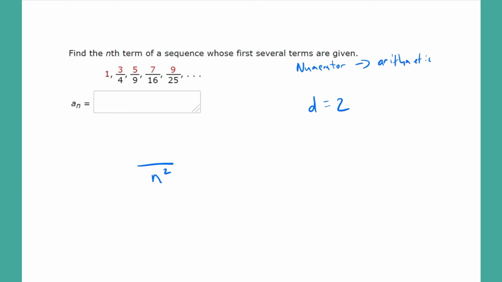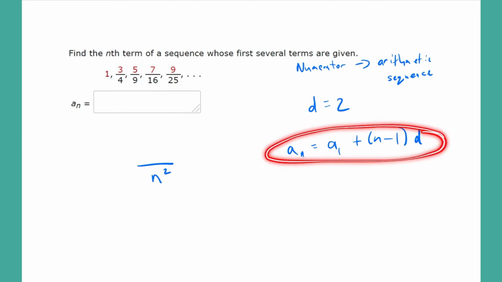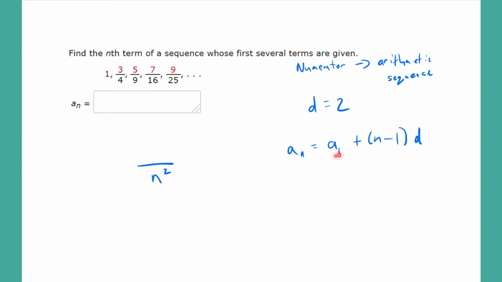Arithmetic sequence. So we're just focusing on the numerator now, since we already know what the denominator looks like, it's just n squared. For the numerator, we're going to use the same formula as in the previous problem, because once you've established it's arithmetic, which means it has a common difference, you're allowed to apply the formula. So a sub 1 is 1, n is our variable, and d is 2.